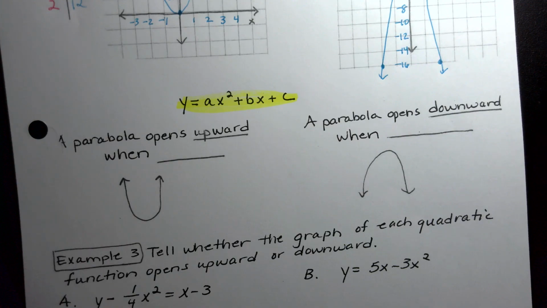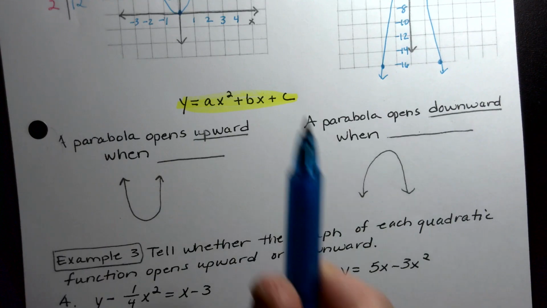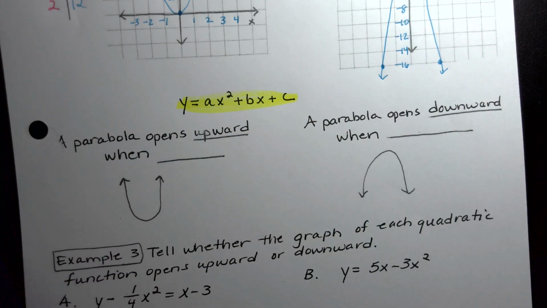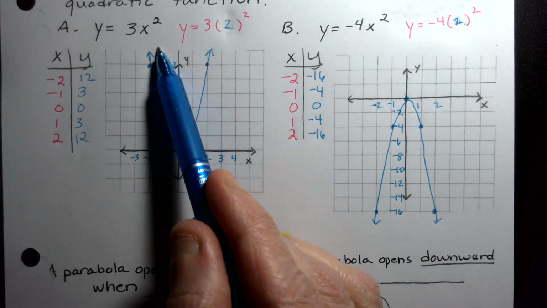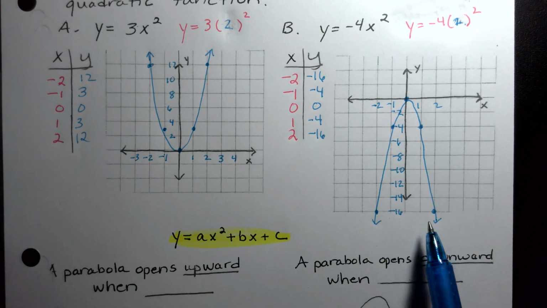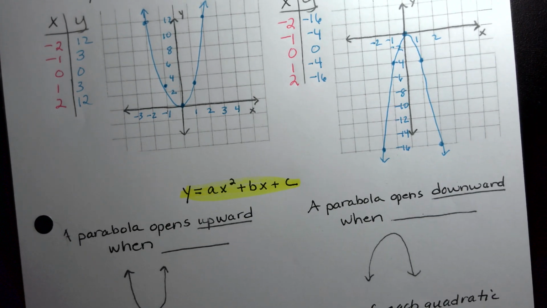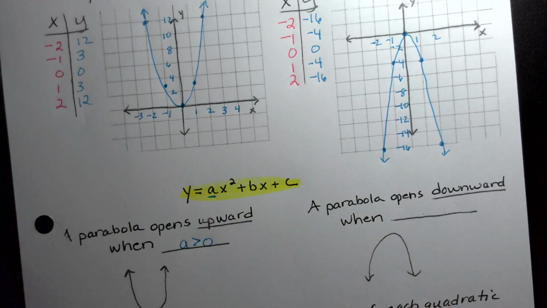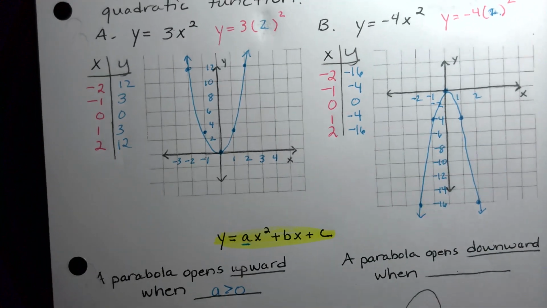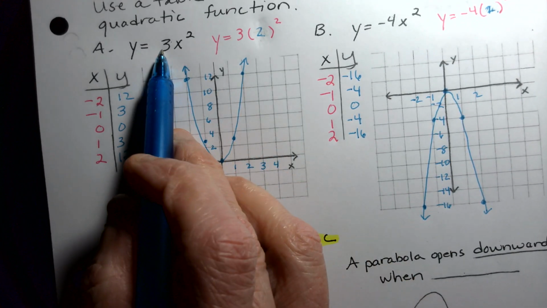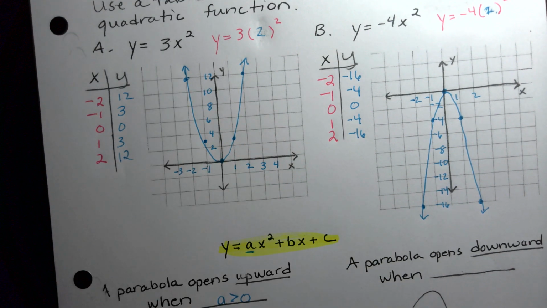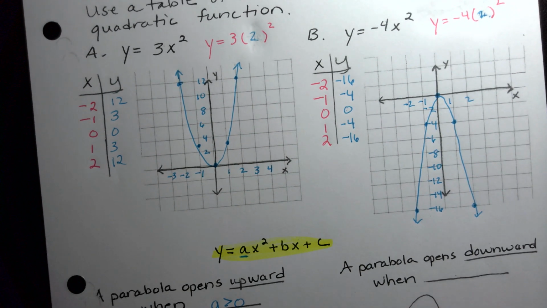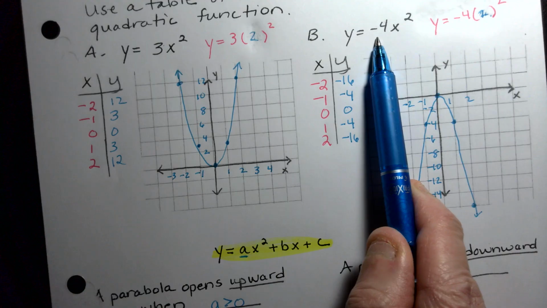We can tell what direction. Do you notice how this opens up and this opens down? You can tell that when you look at this a right there, the number before the x squared. When that number is bigger than 0. So let's look up here. Is it bigger than 0? Yes. Okay. Is that bigger than 0?